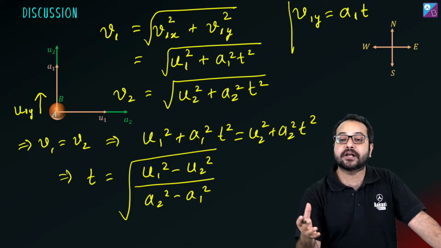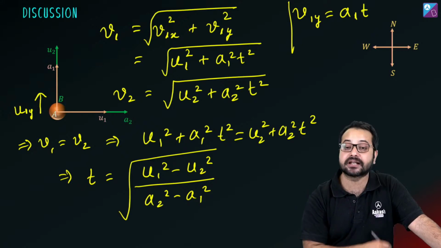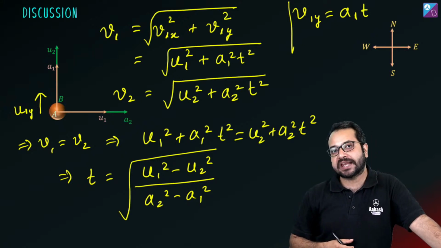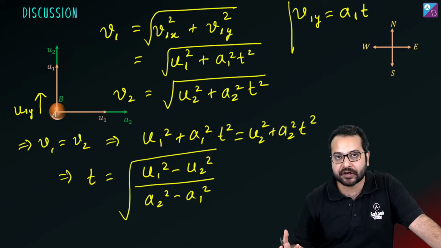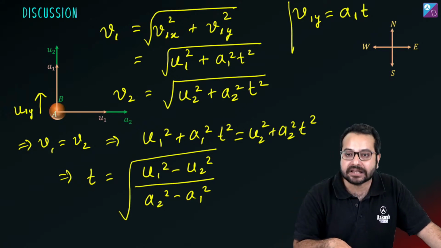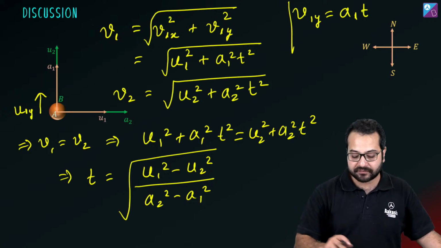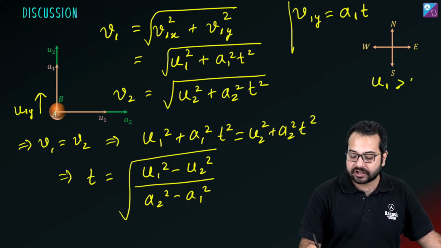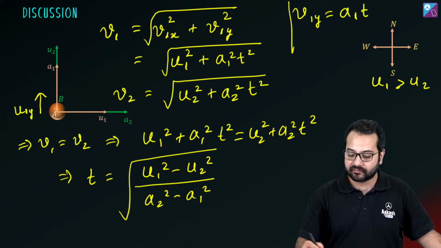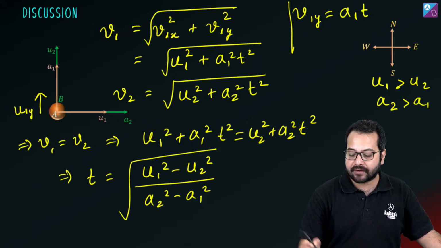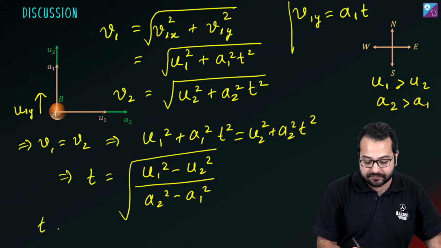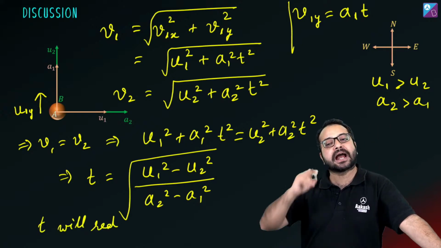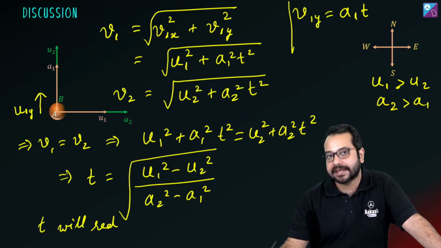Now if their speeds become equal, then their speeds are going to become equal at this time. Now if actually their speed becomes equal, then time should be real. Do you agree? If actually their speeds are becoming equal, then time should be real. Now if time should be real, then whatever is in the under root should be positive. Okay, it should be positive. Now what is given to us? It is given to us that u1 is greater than u2, so the numerator is positive, and a2 is greater than a1, so the denominator is also positive. So positive upon positive is going to be positive. Hence t will be real, which means actually at some point of time their speeds will become equal. Okay, so we can say that option D is also going to be correct.